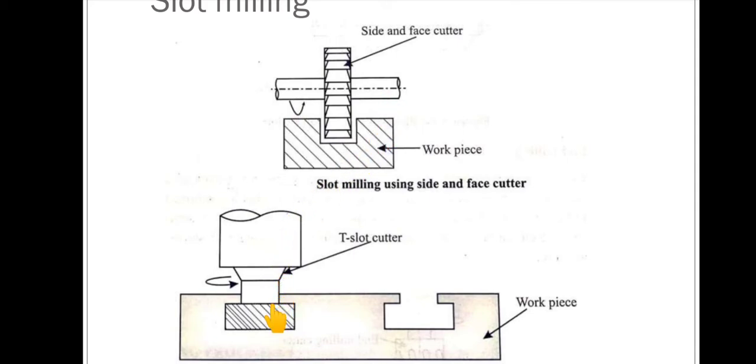Coming to the T slot, you can see here the final product after the operation. This is a T slot cutter, and it is obtained using the vertical milling machine. The T slot is performed using the vertical milling machine and the rectangular slot using the horizontal milling machine. Again, the cutter will be rotating and we feed the stationary workpiece against the rotating cutter, and we will get the rectangular slot. Same thing in the vertical milling machine: the T slot cutter rotates, we feed the workpiece against it, and we get the T slot.